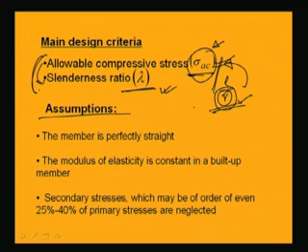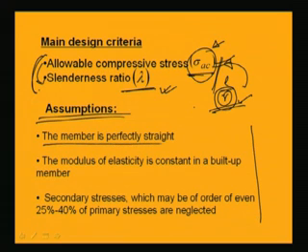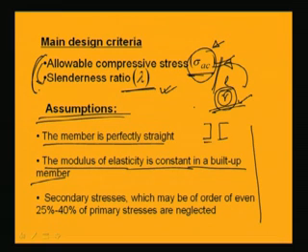Now, for designing, there are certain assumptions which have been made. One is that the member is perfectly straight. Another is that the modulus of elasticity is constant in built up members. In a built up member, suppose there are 2 channels, maybe with different material, it would be difficult to design. That is why it is assumed that the whole built up section has constant elasticity, that means the whole section is of the same material. These are the assumptions on which the design has been made.